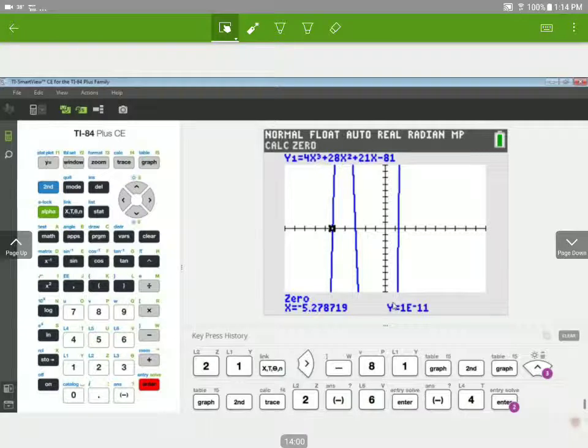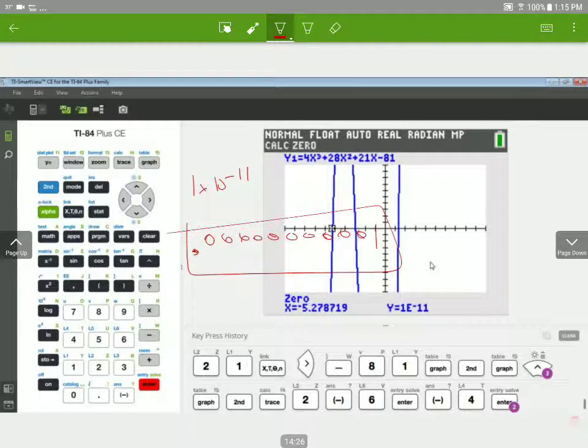Does anybody know what 1e negative 11 means? Good! This is the first class today to know what that meant. That is 1 times 10 to the negative 11th. Is that a really big number or a really small number? That's tiny. So that's 1, 2, 3, 4, 5, 6, 7, 8, 9, 10, 11. For all practical purposes, that number is what? 0. It is essentially 0.